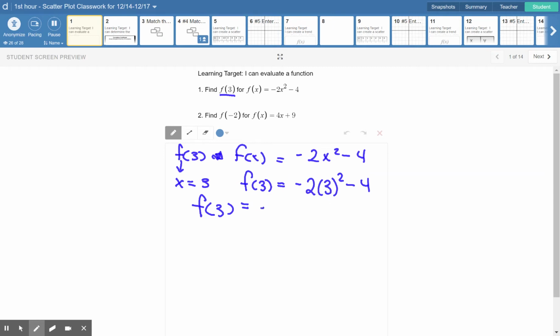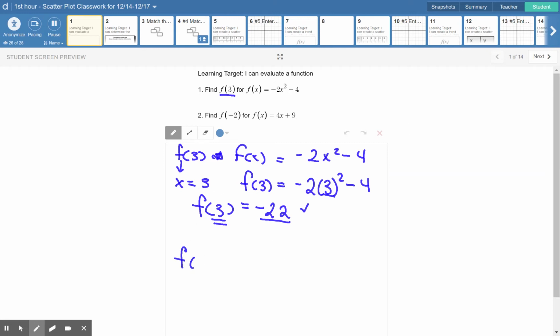And the calculator gives me negative 22. How they did that? 3 squared is 9. 9 times negative 2 is negative 18. Take away 4 is negative 22. Please, if you feel like you are going to get confused with the order of operations or anything like that, just put it in the calculator. This is all the work I need. Notice I did not do anything with the f of 3. That is just telling your reader that you input 3 and you output negative 22.